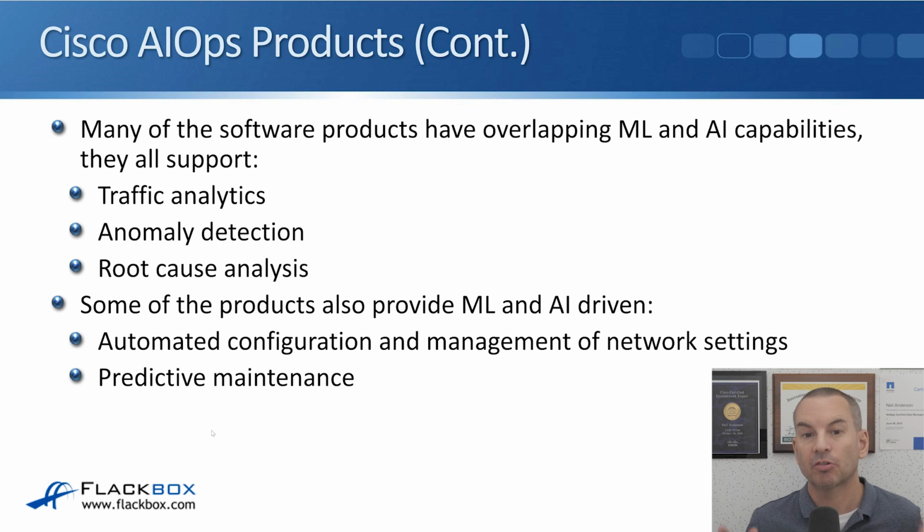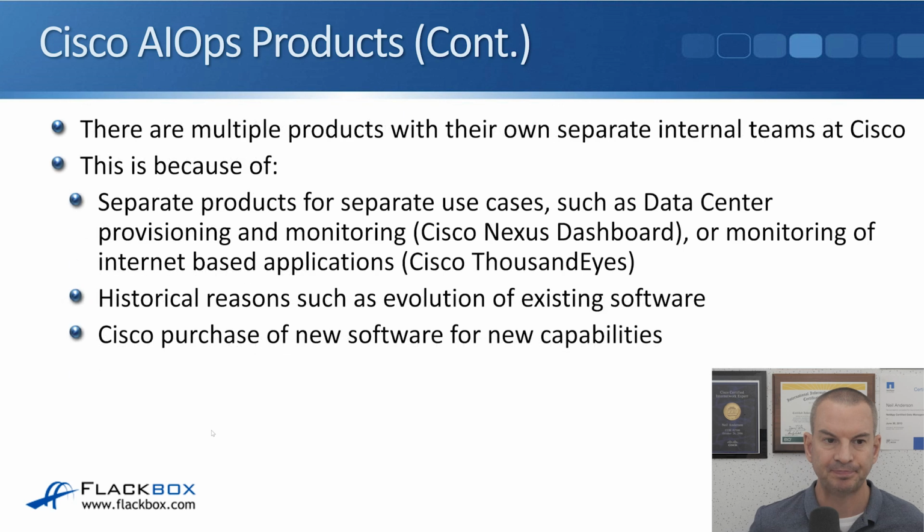Many of those software products have overlapping machine learning and AI capabilities. They all support traffic analytics, anomaly detection, and root cause analysis. And some of them also have ML and AI-driven automated configuration and management of network settings, so they're able to push configuration to devices, and some of them also do predictive maintenance.